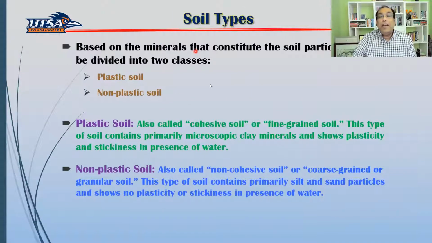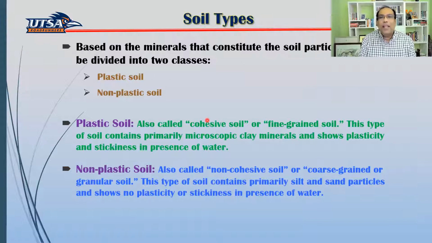Based on the minerals that constitute the soil particles, we can divide the soil into two different classes. First is plastic soil and then non-plastic soil. So what is plastic soil? It's also called cohesive soil or fine-grained soil. This soil is very sticky when it comes in contact with water. This type of soil contains primarily microscopic clay minerals, and shows plasticity and stickiness with the presence of water.